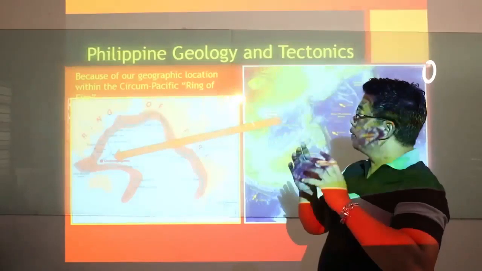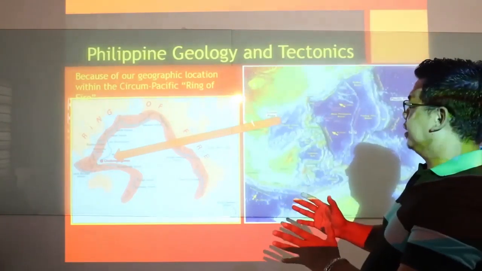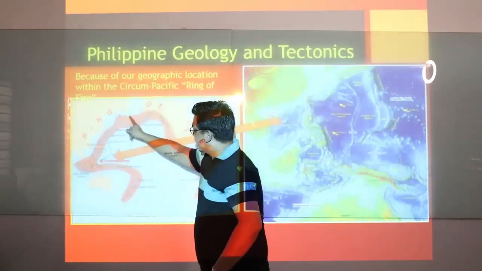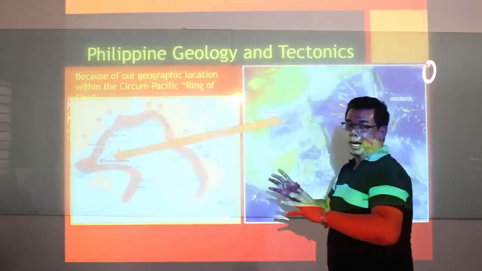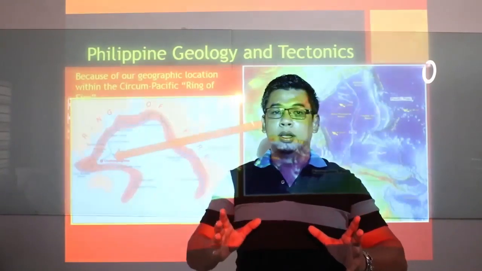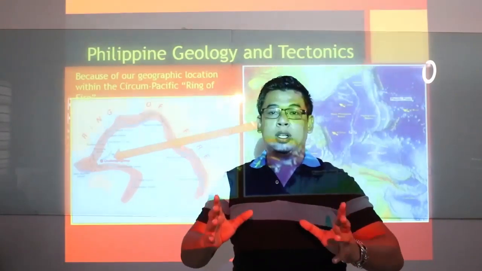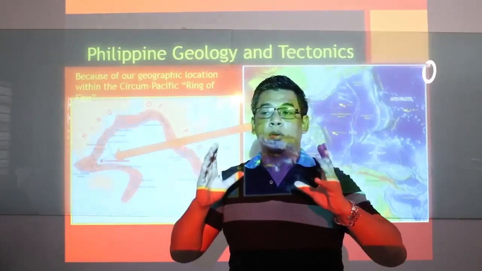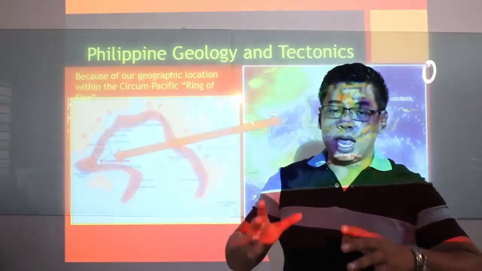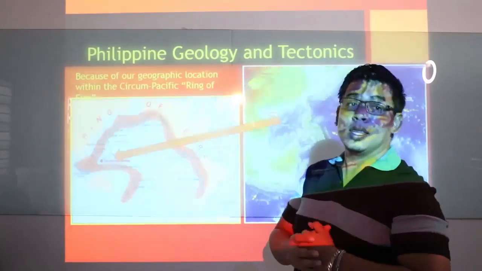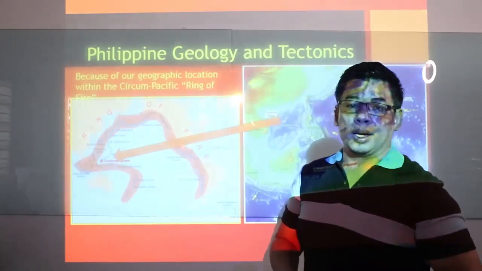Now, for the Philippine geology and tectonics, according to the research, we are on the ring of fire. The ring of fire consists of different kinds of volcano. Right? An active volcano may serve as a jolt in our fault line. Now, when it moves, the landmass will also move. This will give a particular movement in a particular area.